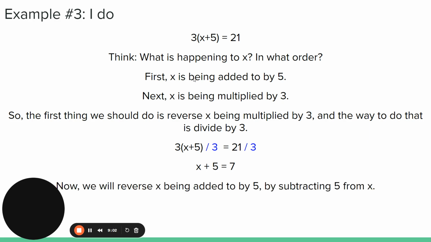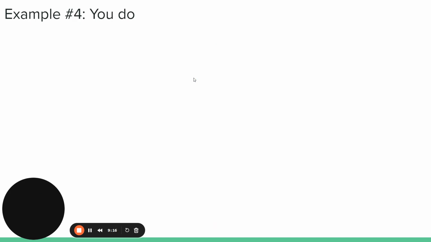Now we'll reverse x being added to by 5 by subtracting 5 from x. x plus 5 minus 5 will equal 7 minus 5. The plus 5 and minus 5 will cancel out, and 7 minus 5 is 2, so x will equal 2.